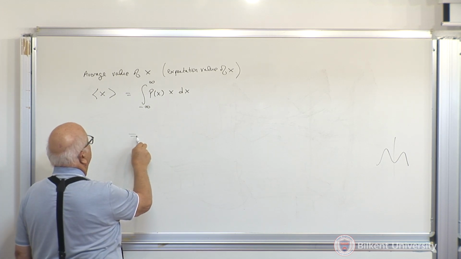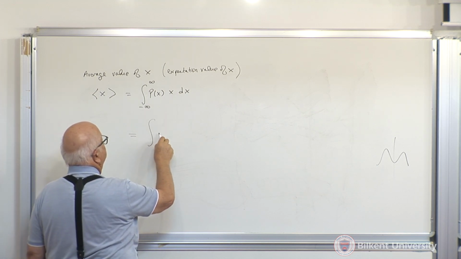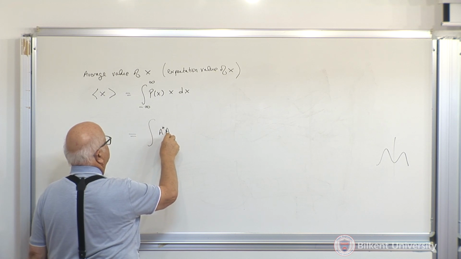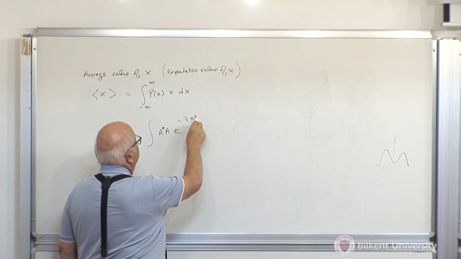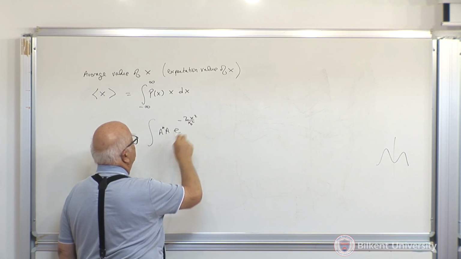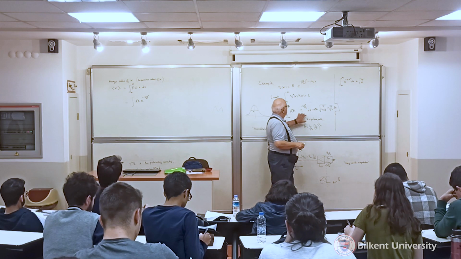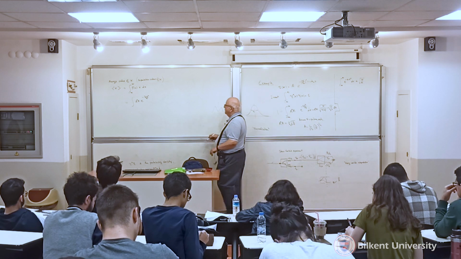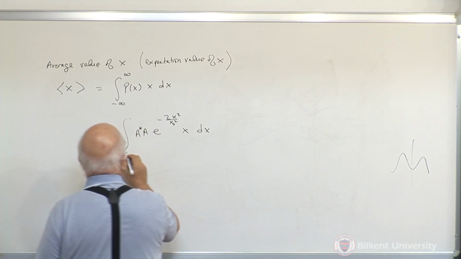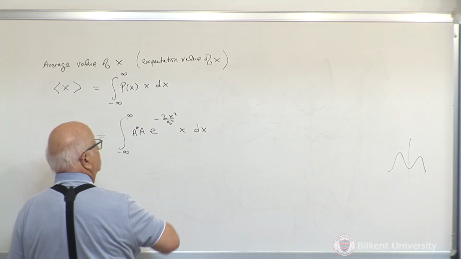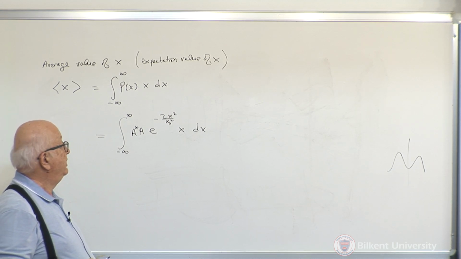All right, so let's look at it for our case. The probability density is going to be A star A times e to the minus 2x squared over x0 squared. That's what we got over here. All we need to do is multiply this with x and integrate. Okay, so what do we get? 0.